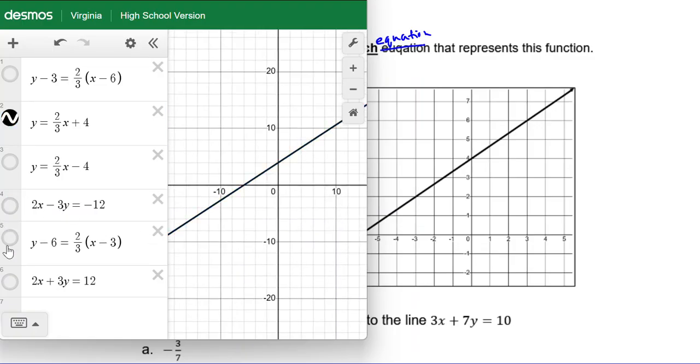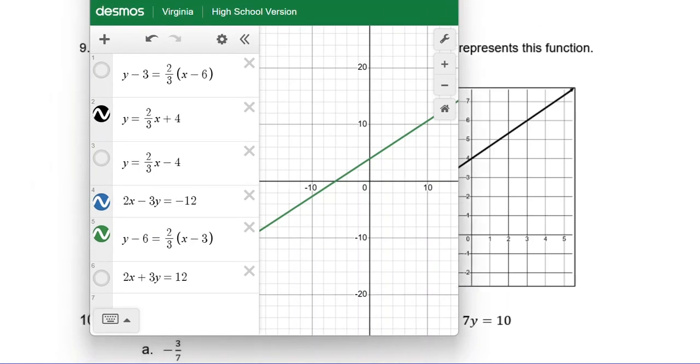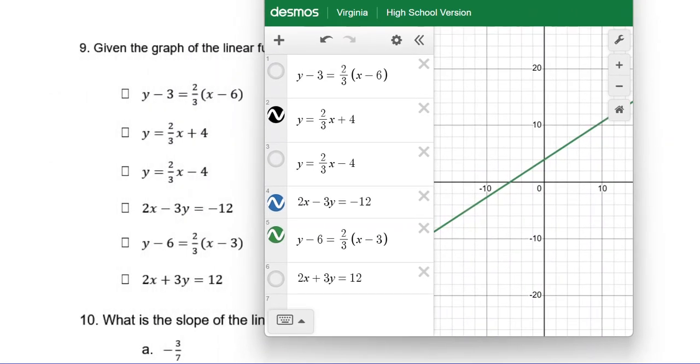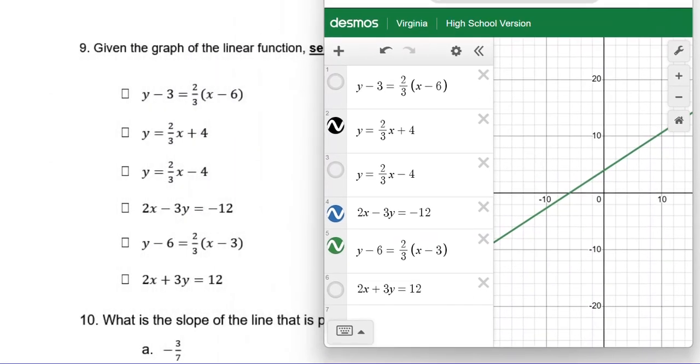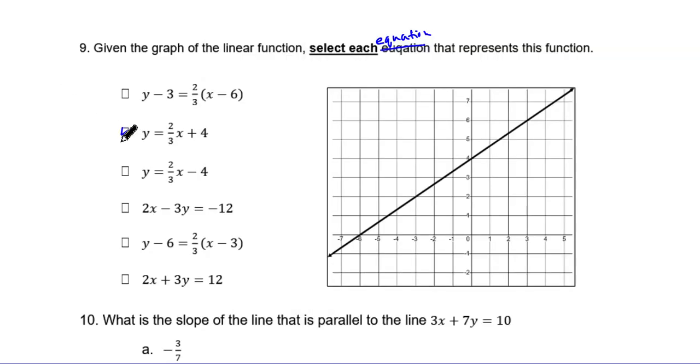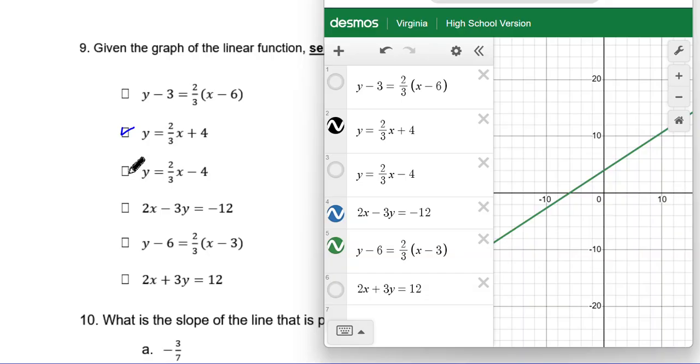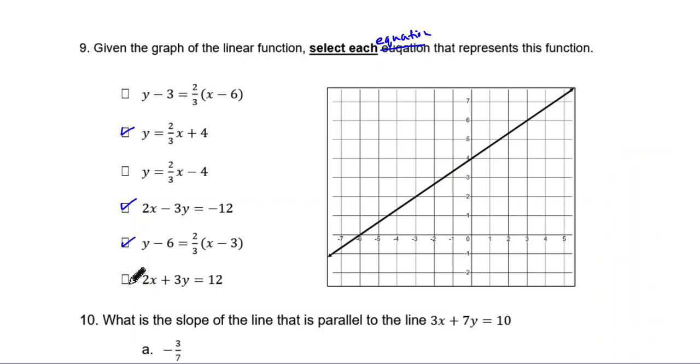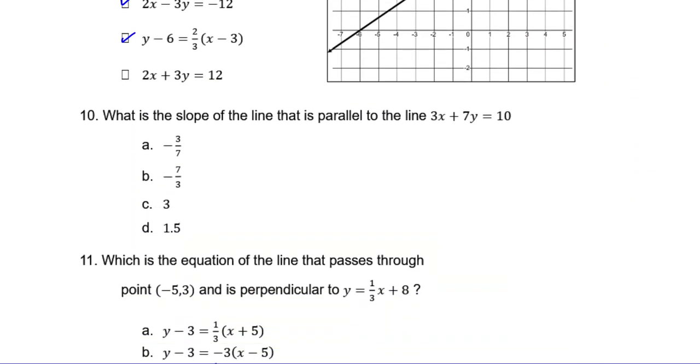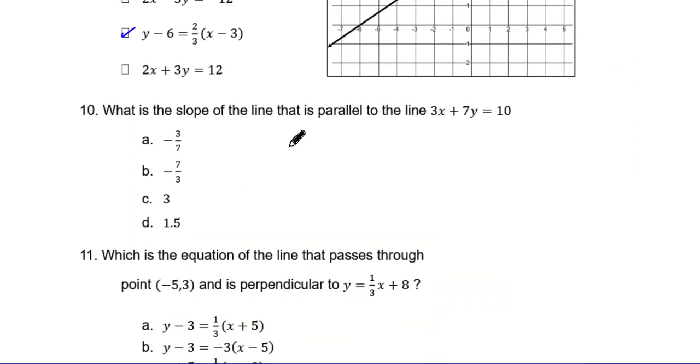Yeah, it is that one right there. And then the other one, yep, that one. So these are my 3 lines that I will choose. This one, this one, and this one. Okay. All right, what is the slope of the line that is parallel?